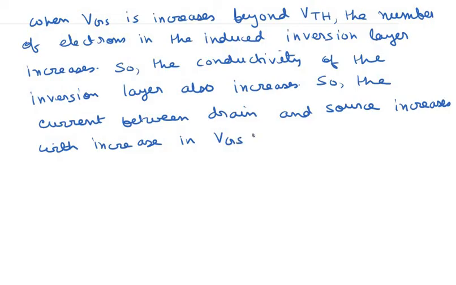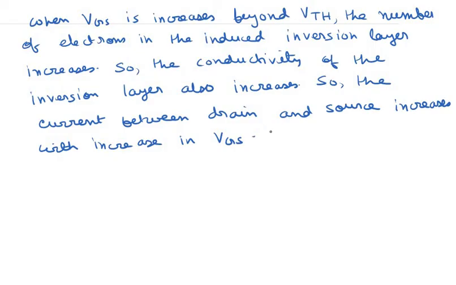So when we increase VGS and when VDS is greater than 0, the current increases with increase in VGS beyond the threshold voltage, because the number of electrons in the inversion layer, or the channel, increases. When the number of electrons in the channel increases, the channel becomes more and more conductive, so the drain to source current increases with increasing VGS.